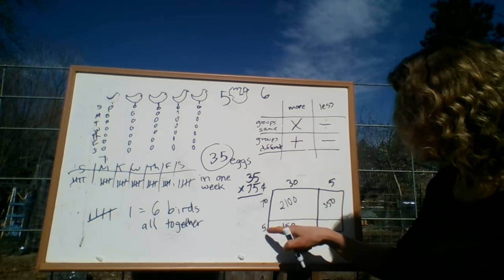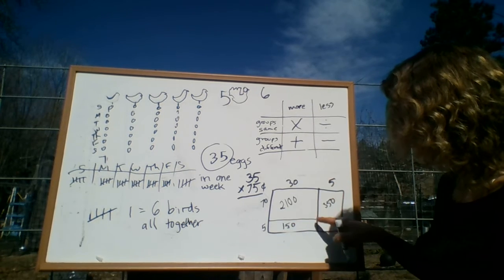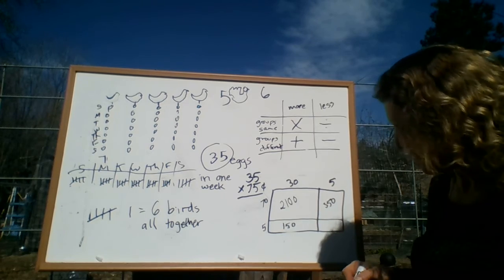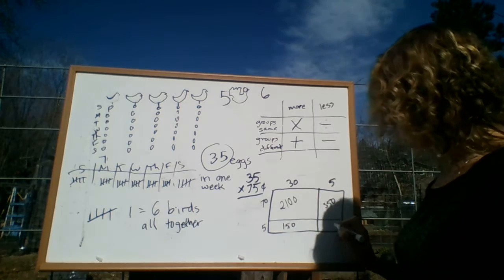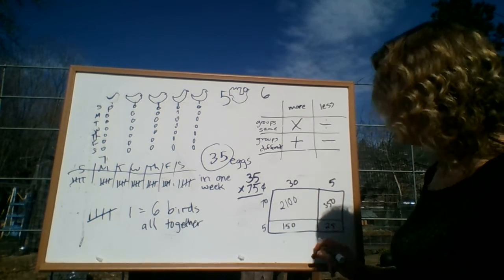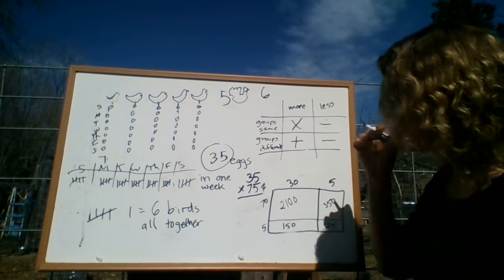This section, well, if this is 5, then this is 5. And if this is 5, then this is 5. So it's going to be 5 times 5. Count by 5, 5 times. 5, 10, 15, 20, 25. Now, to find it all together, I just need to add those.